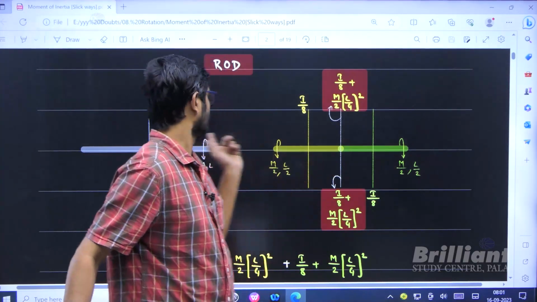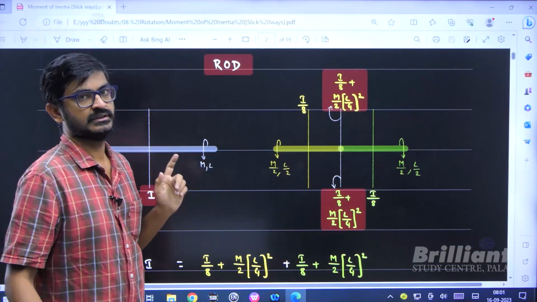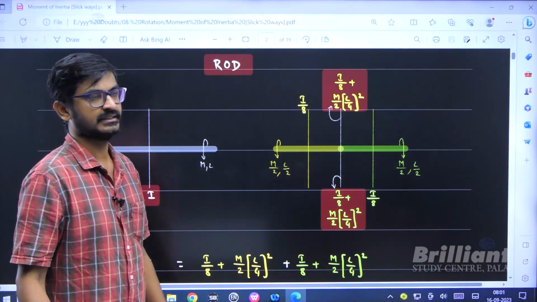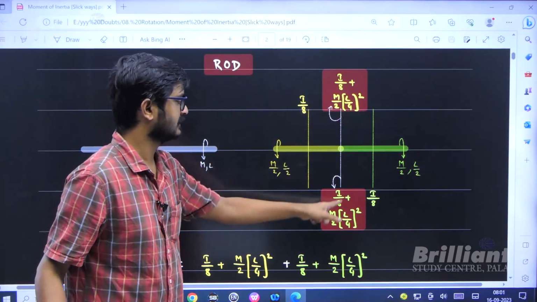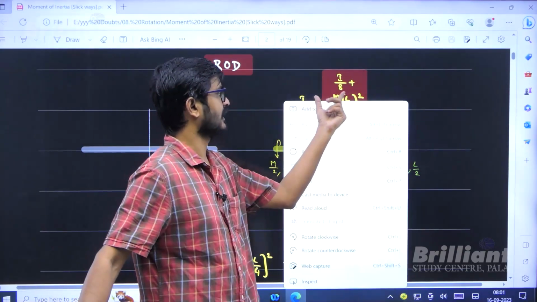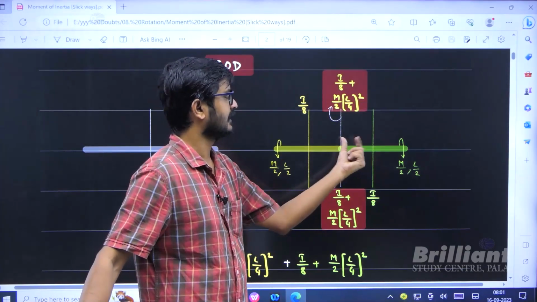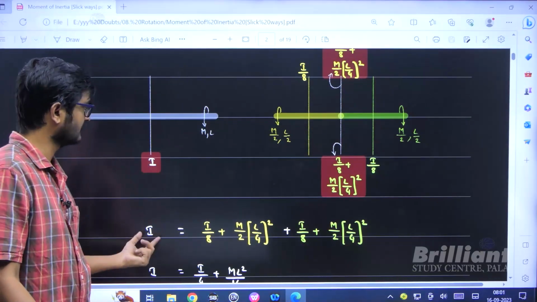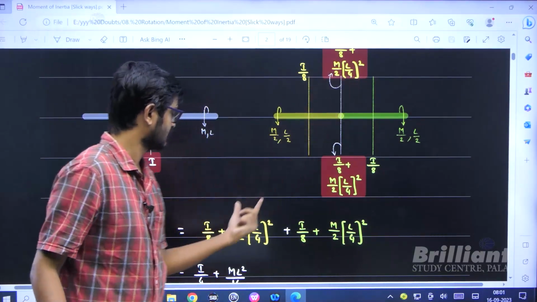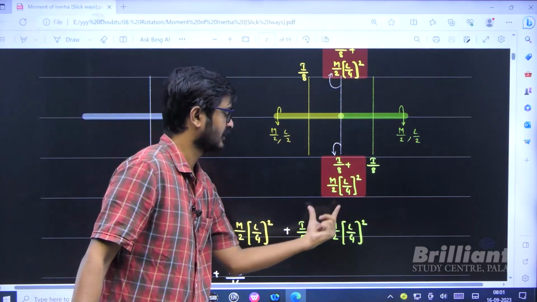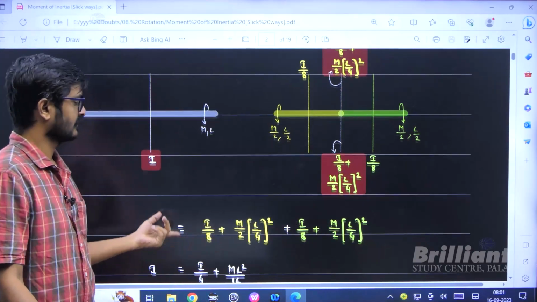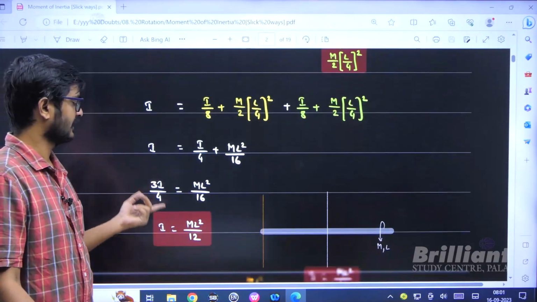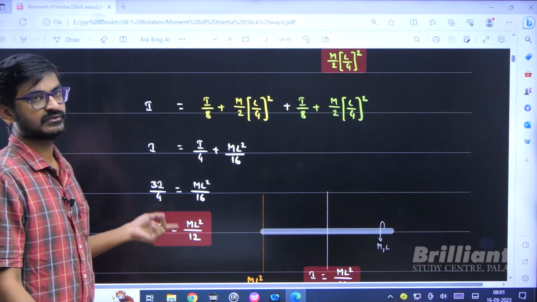Now you are not changing the mass distribution, so the moment of inertia must remain the same. So the meaning is this thing plus this thing, that is the moment of inertia of the yellow guy about this axis plus the green guy about this axis, must be the same as the initial moment of inertia. That is, I equals the yellow guy's moment of inertia about that axis plus the green guy's moment of inertia about that axis. Now when you solve it, you will be getting ml square by 12.